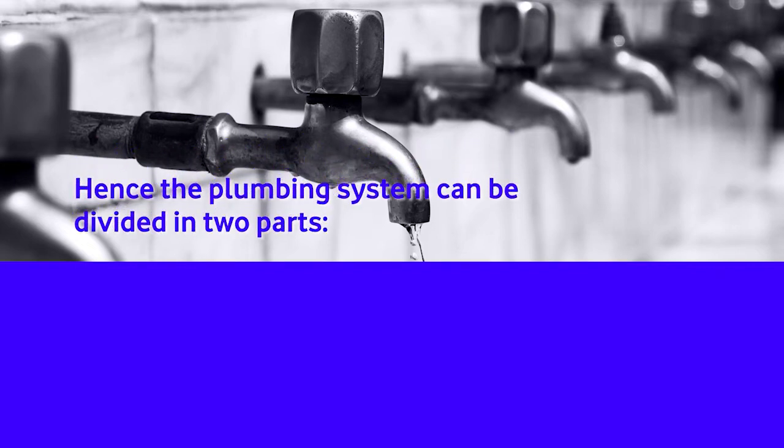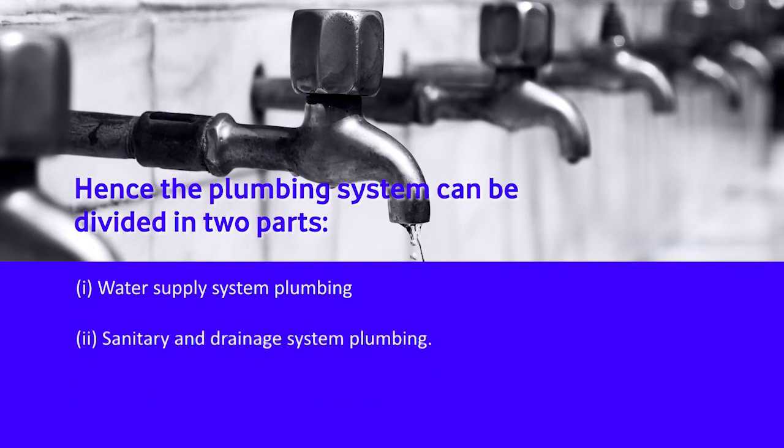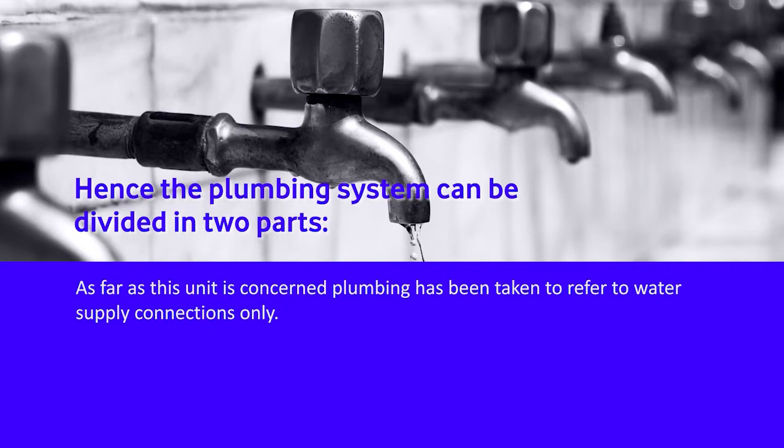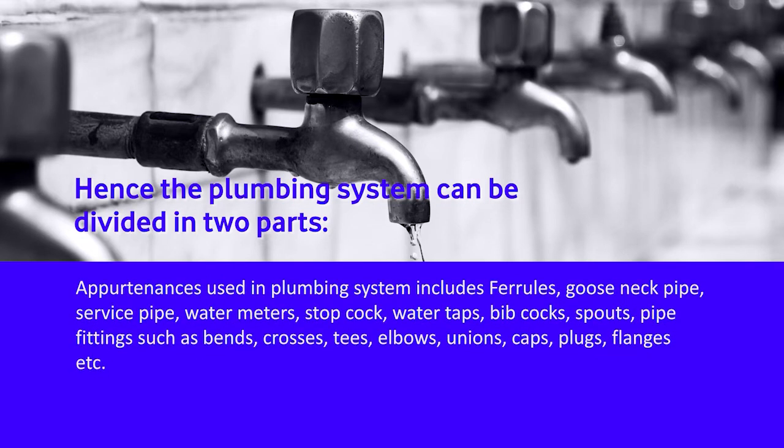Hence, the plumbing system can be divided in two parts: water supply system plumbing and sanitary and drainage system plumbing. As far as this lecture is concerned, plumbing has been taken to refer to water supply connections only. Appurtenances used in plumbing system include ferrules, gooseneck pipes, service pipes, water meters, stopcock, water taps, bibcocks, spouts, pipe fittings such as bends, crosses, tees, elbows, unions, caps, plugs, and flanges, etc.